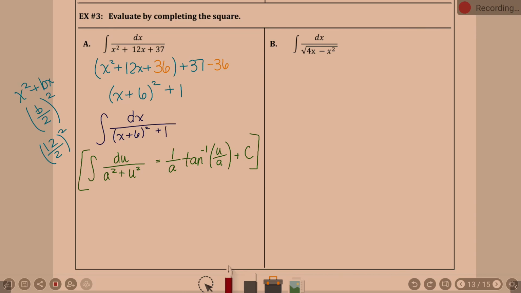Well, okay, here's the deal. Something is x plus 6, but it's not a, because a represents our number, and u represents our variable. So the idea that a squared is in the place of 1, in other words, it's just flipped. A squared is 1, which then means a is 1.